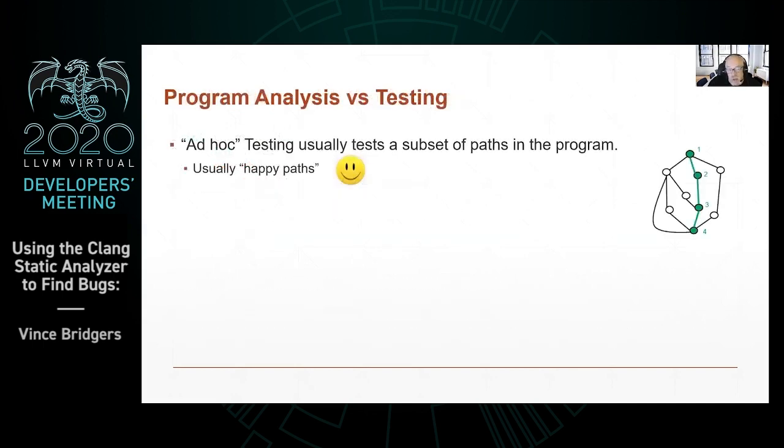So let's talk a little bit about program analysis versus testing. You can imagine a program as a state space that analysis explores, looking for bugs in some way. Ad hoc testing usually tests a subset of these paths in the program, and only ones that the programmer can imagine or thinks of to try. So you might think of these as happy paths. Usually these paths will work or can work. And it's usually just the ones that the programmer thinks of. You might also think of it as testing in a very sterile, bench-like environment.